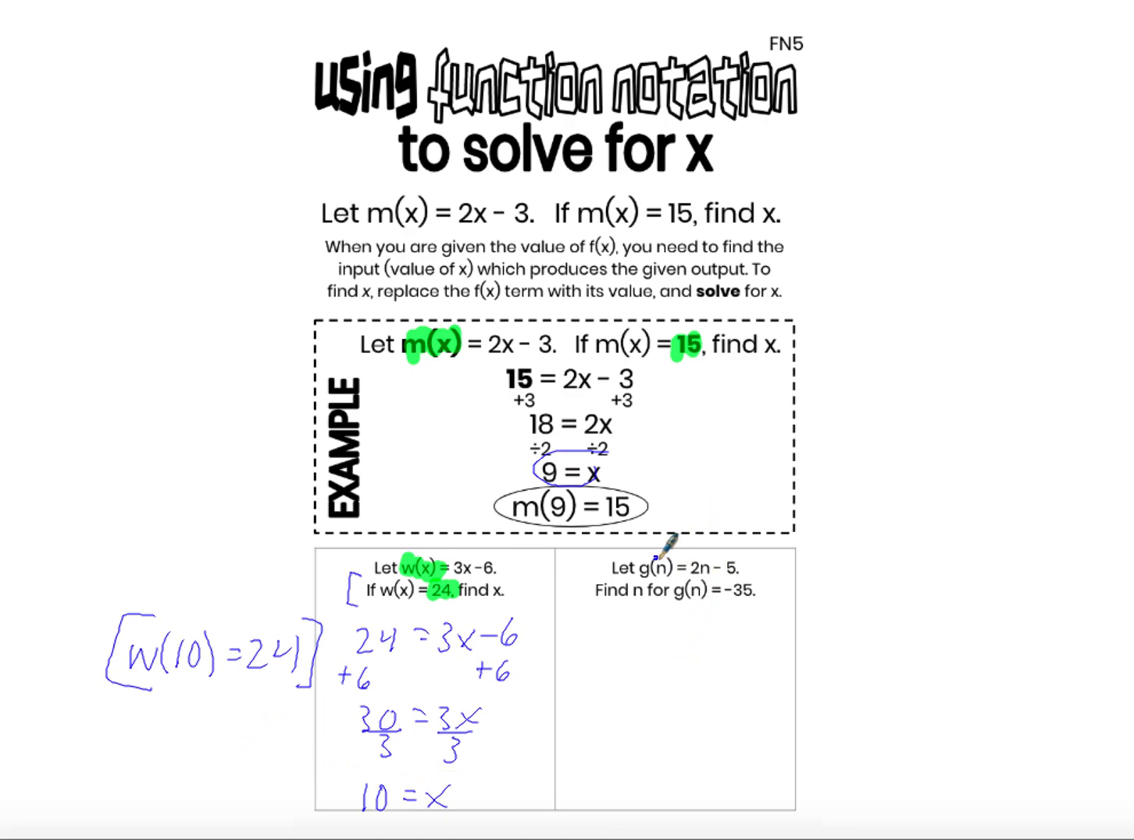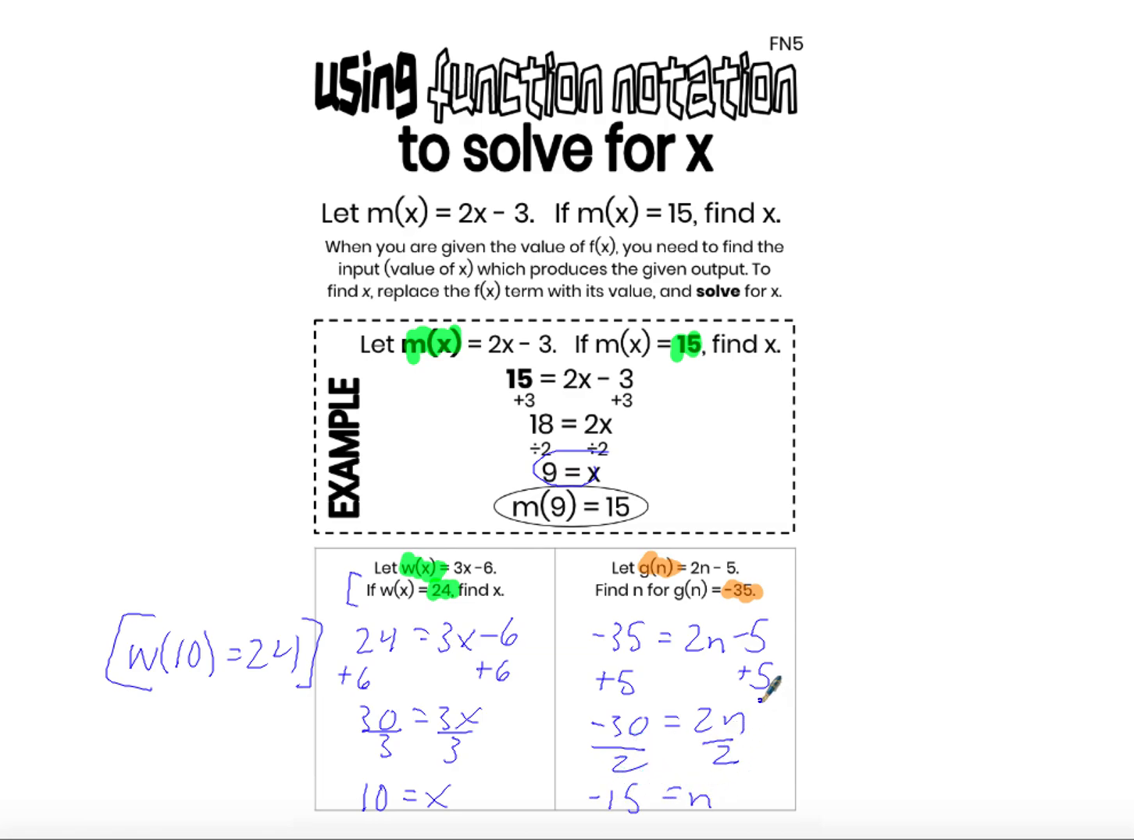Another function rule here, my input isn't x, my input is n. That's fine. My output is g of n. So let's plug in negative 35 for my output, g of n. Negative 35 equals 2n minus 5. Inverse operations. Let's add 5 to both sides. Divide both sides by 2.